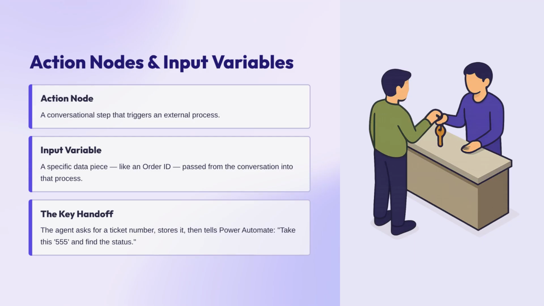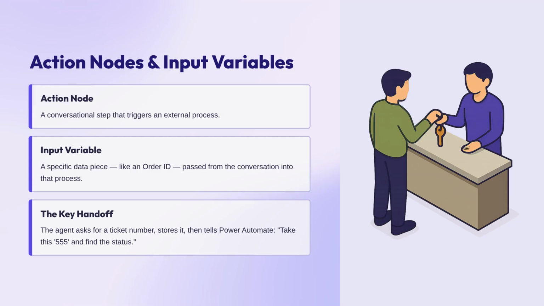Imagine a dummy example of a local repair shop. A customer says, "Is my laptop fixed?" The agent can't just guess. It first has to ask, "What is your ticket number?" When the customer types 555, the agent stores that 555 in a variable. Then it hits the action node and says, "Hey Power Automate, take this 555 and find out the status."